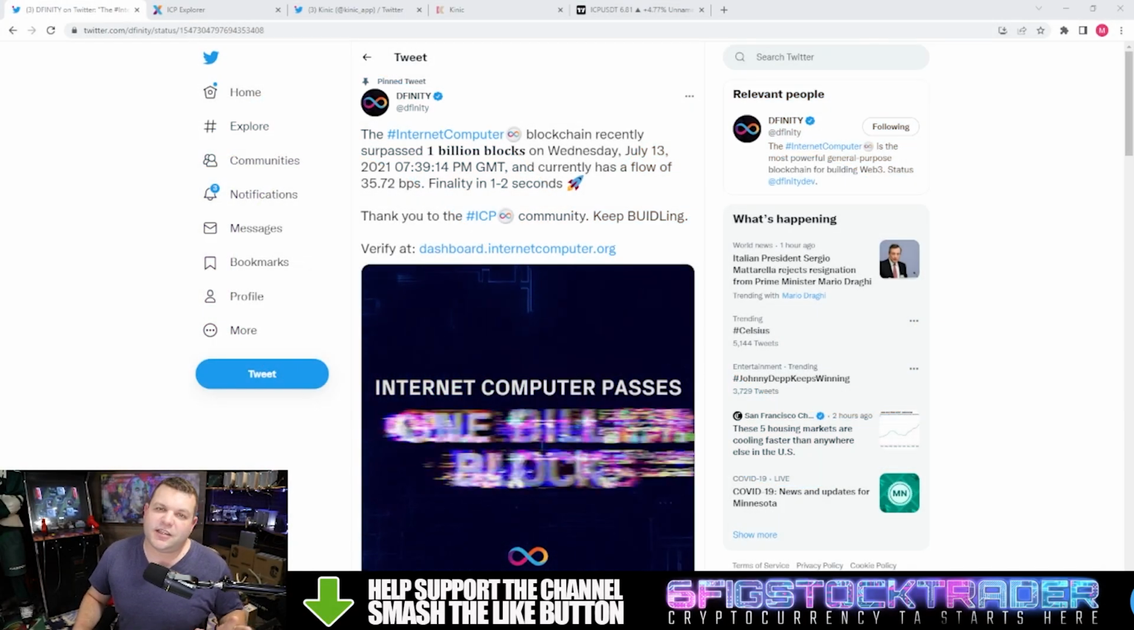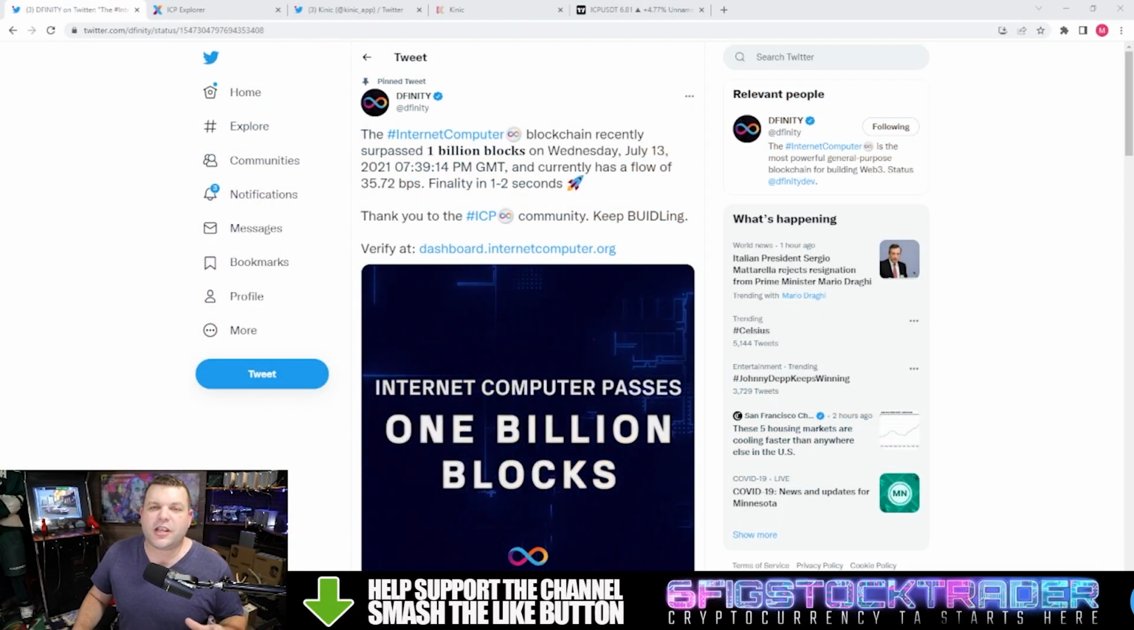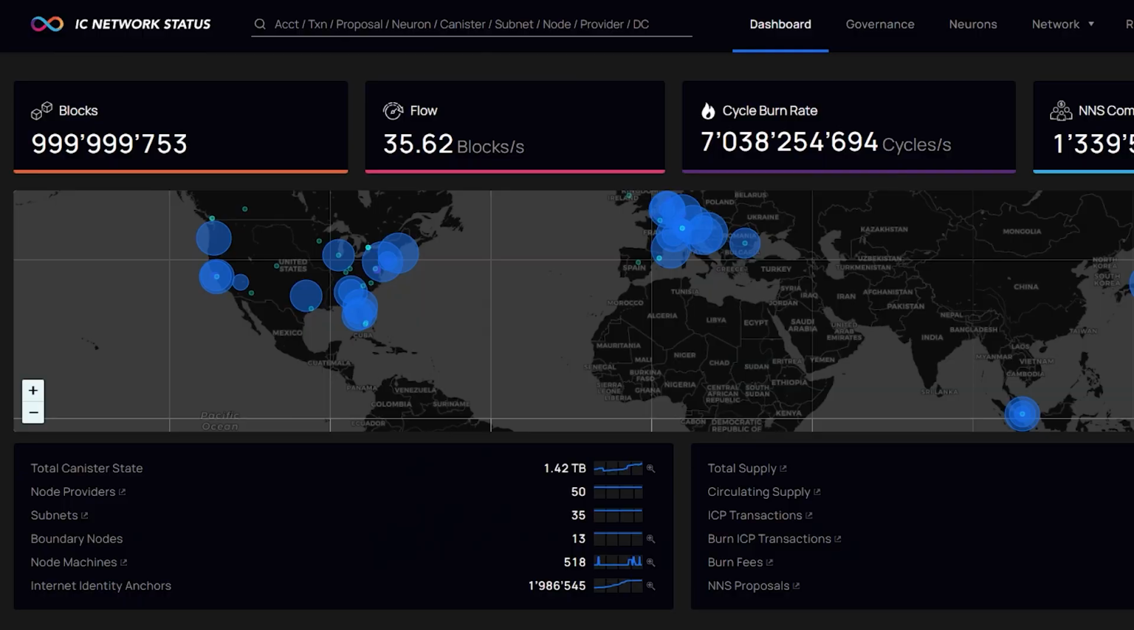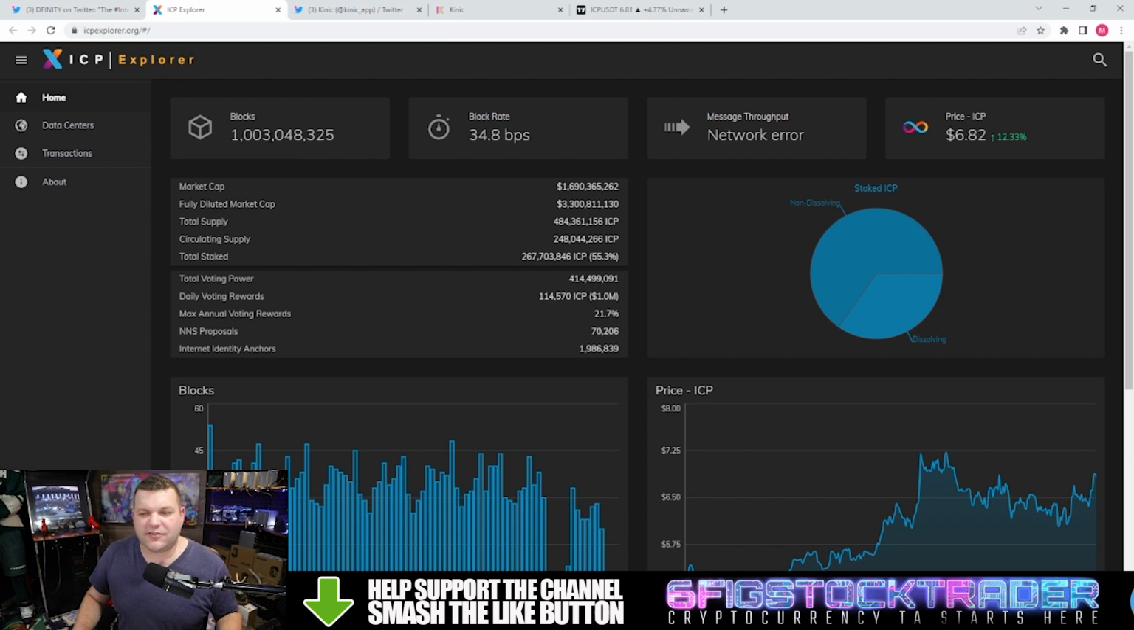Congratulations to Dfinity, the community, all the developers, everybody involved. We have seen Internet Computer surpass 1 billion blocks. This is very insane to even think about. In addition, it's up 3 million blocks in a day. So this thing's doing like 3 million blocks a day on average, give or take. And I'm seeing more and more people around crypto Twitter start talking about ICP and recognizing the accomplishments that are being made.